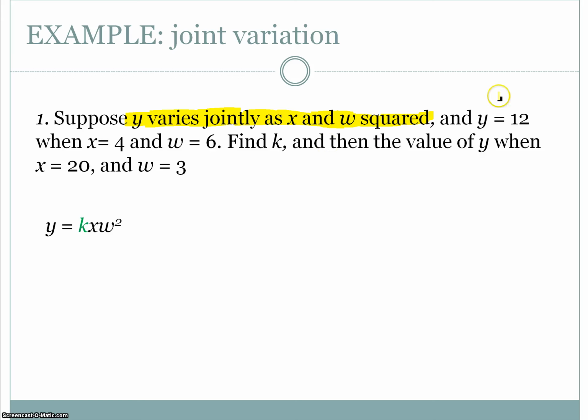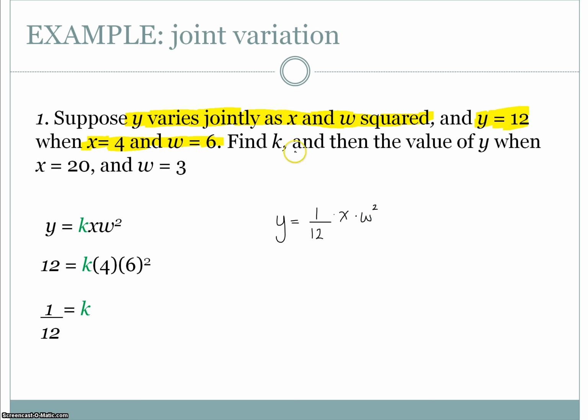So I'm going to go back into the problem. I'm going to try to find enough information about the rest of the variables to solve for k, the constant of variation. So I'm going to plug in 12, 4, and 6 for y, x, and w, respectively. And when I solve, I get k equals 1/12. Okay. So now that we know what k is, we know that the actual relationship is that y is equal to 1/12 times x times w squared.